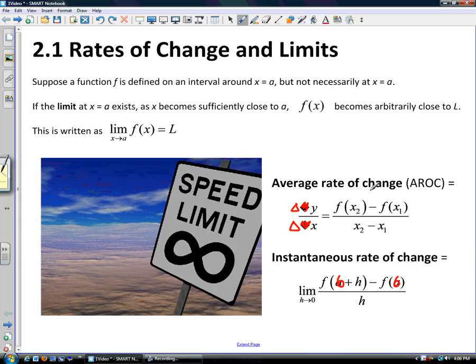Okay. This is really just like the average rate of change formula, right? We still have this subtraction and the division and everything. Only instead of looking at 2 different values, I'm looking at 6 in this example, and a little bit more than 6.